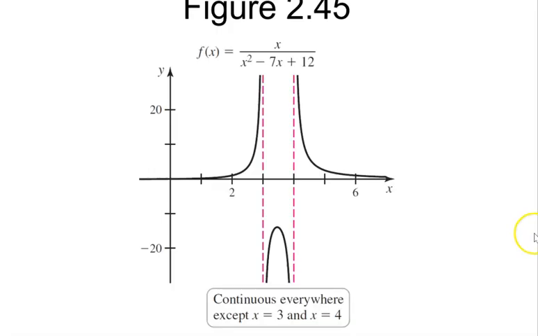Here's an example. If I factor this denominator, I get (x - 3)(x - 4), two numbers that multiply together to give you 12 and add together to give you -7. So it's not defined at 3 and 4, and also not continuous there. But everywhere else, by those previous definitions, it's continuous everywhere else. Same as the domain for rational functions.